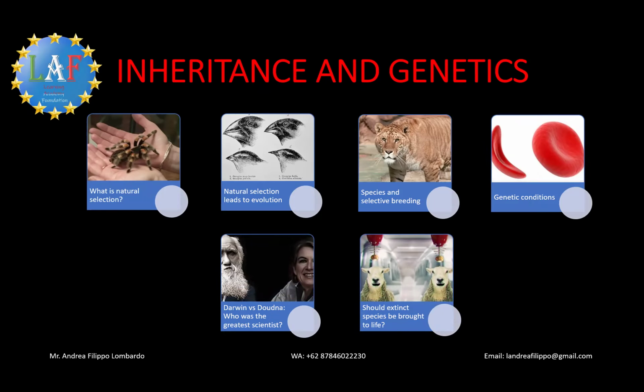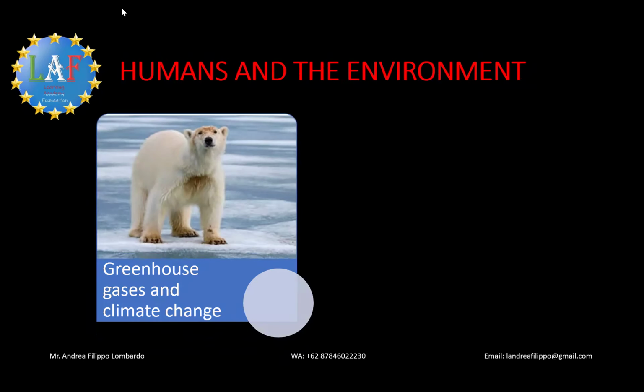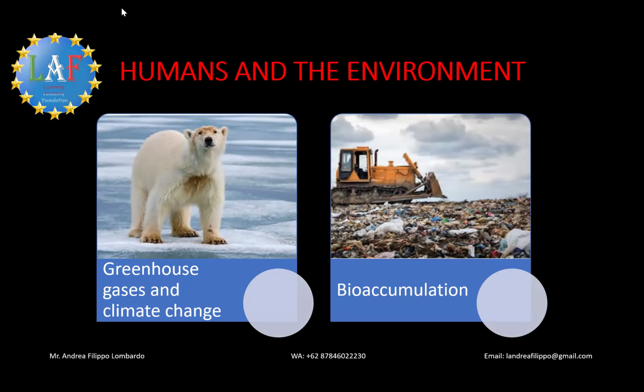The next section will be about the humans and the environment, where the students will learn how greenhouse gases warm Earth up and how human activity is putting dangerous amounts of these gases in the atmosphere, causing climate change. And finally, they will learn how pollution can cause toxins to enter the food chain and build up to dangerous levels.